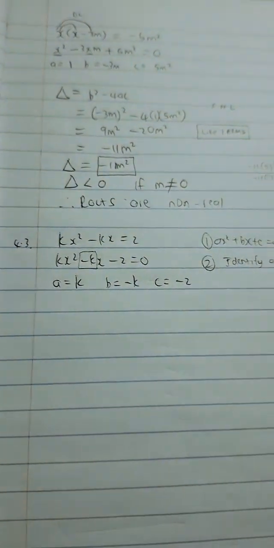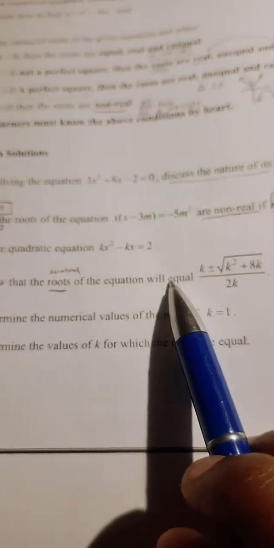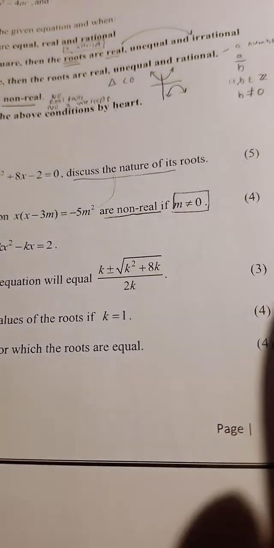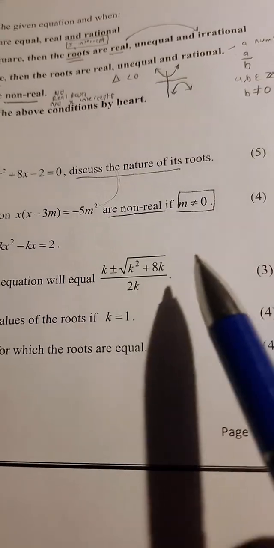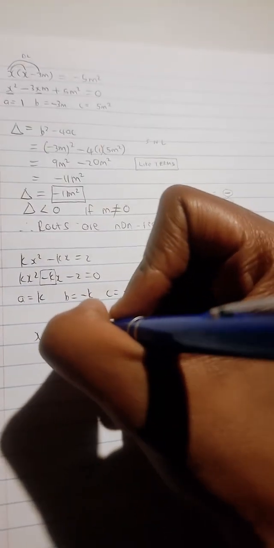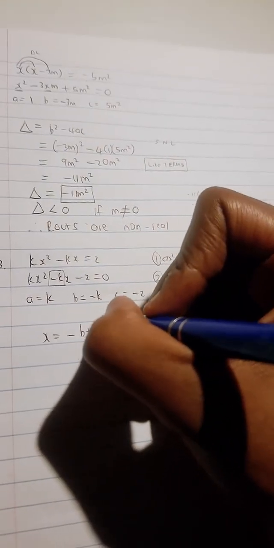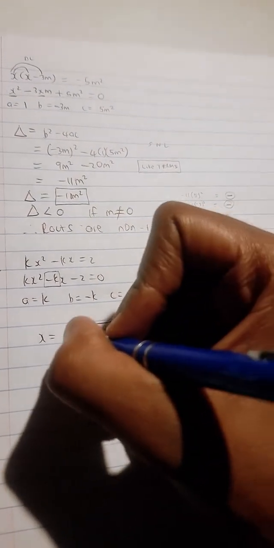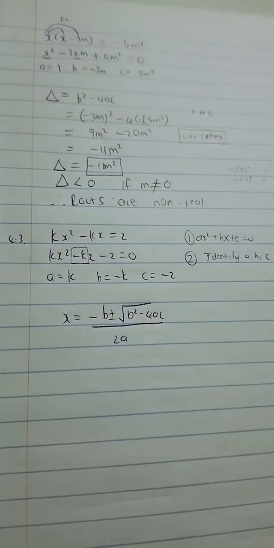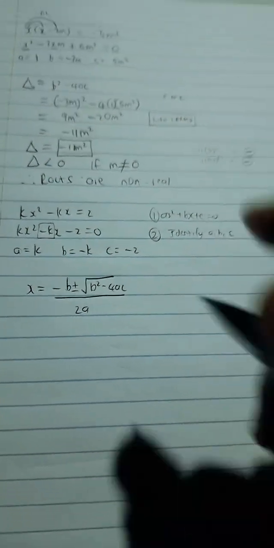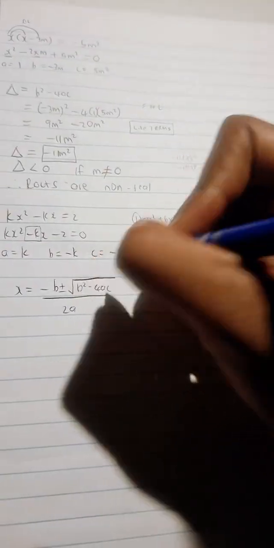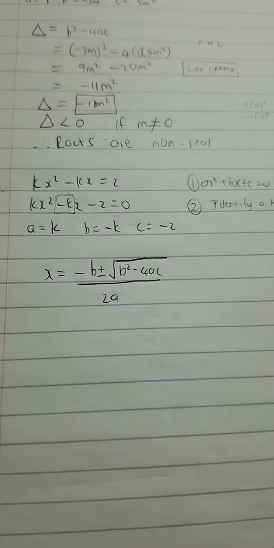Now guys, we don't go and write delta. Remember, we want to show that the roots of the equation will equal this. There's no way you are going to get this if you just write delta is equal to b squared minus 4. The only way you're going to get this is if you use the quadratic formula and solve. The quadratic formula is one of the formulas in the formula sheet, which we need to know off by heart.